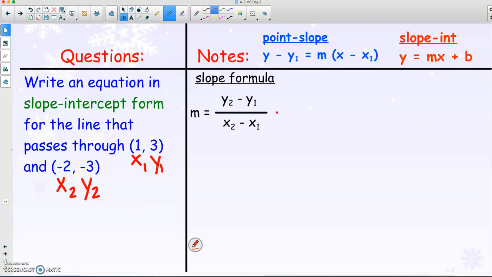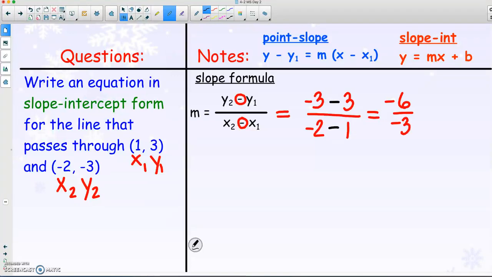Now, if I plug my numbers into my slope formula, noticing that I have a subtraction between them, y2 is -3 minus y1, which is +3. And then x2 is -2, x1 is 1. So this is my fraction to simplify. -3 minus 3 is -6. -2 minus 1 is -3. And I can divide these. -6 divided by -3 equals +2. So now I have my slope.